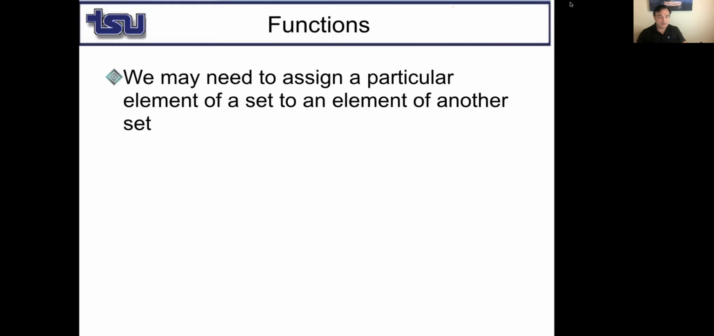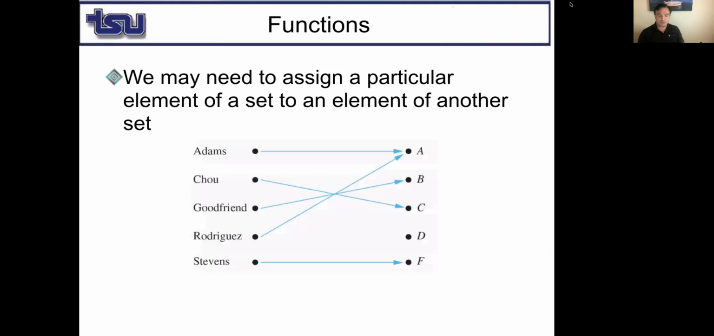In many problems, we may need to assign a particular element of a set to an element of another set. That's basically what a function is. For example, here we have a list of students in a class and a list of grades. So we may say Adam gets A, Rodriguez gets A, and so on. As you see here, both Adam and Rodriguez may get A. But Adam cannot get A and at the same time B. That's the distinction that we are going to have.